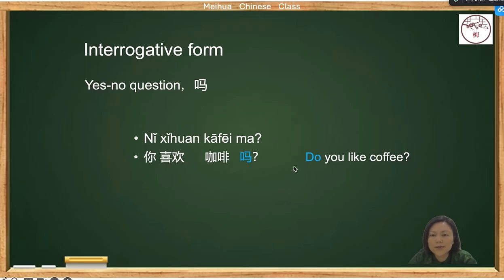So, accordingly, in English, the declarative sentence is you like coffee. That is a positive sentence, right? So how do we transform it into a question? We must use a helping verb to lead the whole question sentence, right? So we need to use do to lead the sentence here. Do you like coffee?